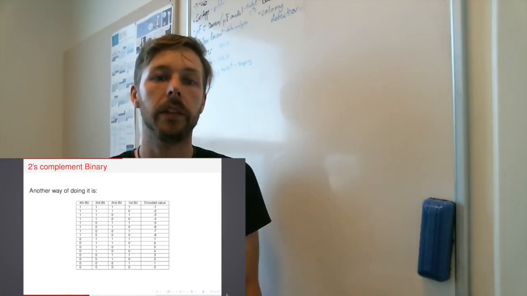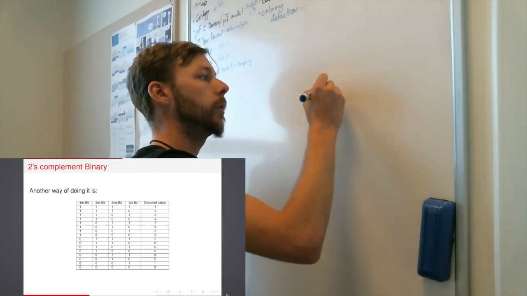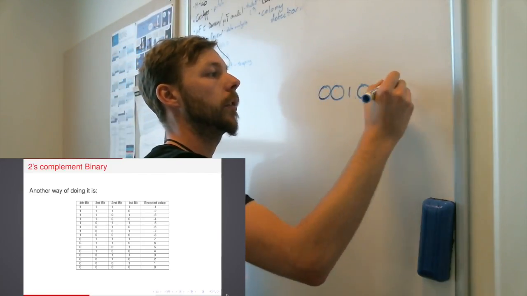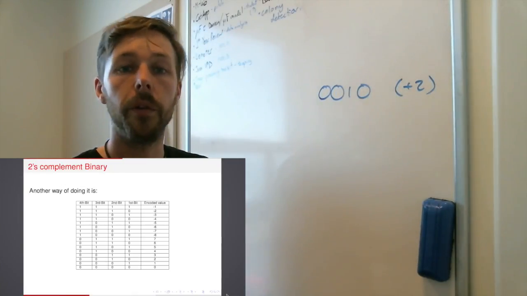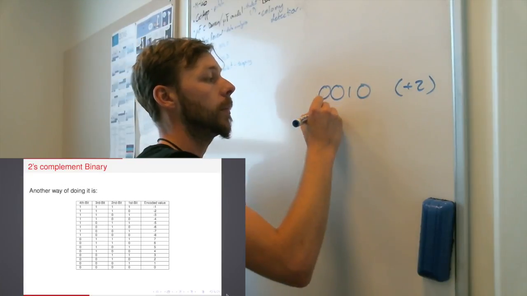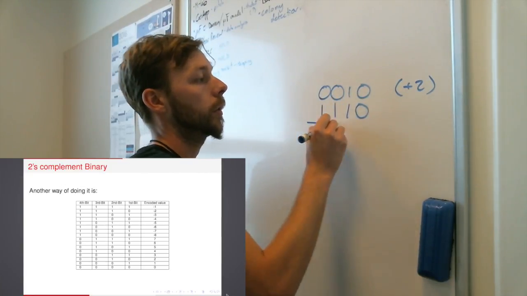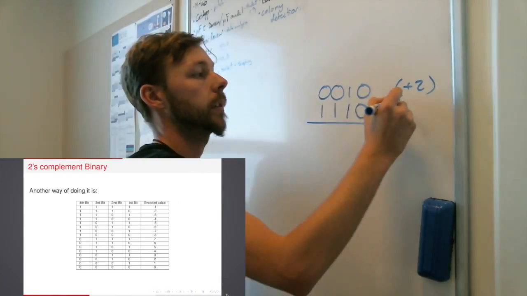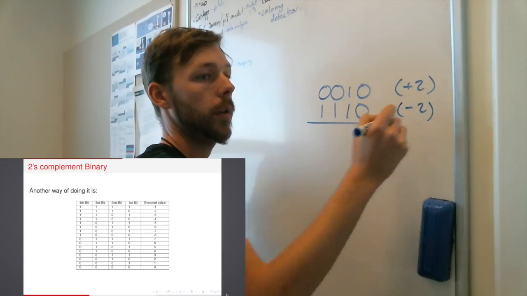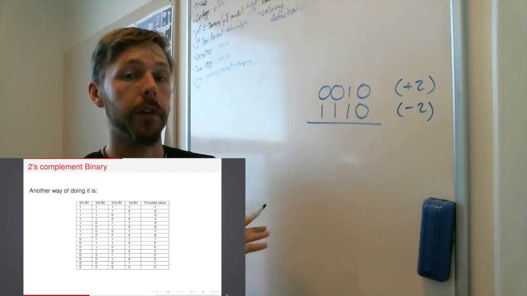So let's try that example again. What we had before is positive 2, 0, 0, 1, 0. And now we have -2. In this encoding scheme, that is 1, 1, 1, 0. So what happens when we add those two together? What we expect is to get 0, 0, 0, 0 along the bottom.